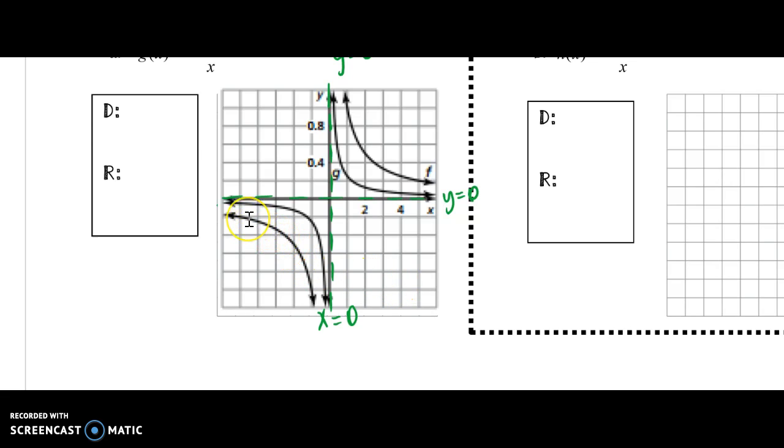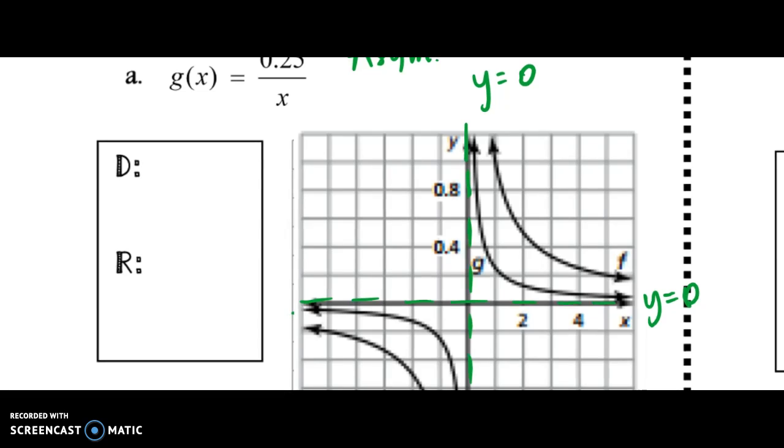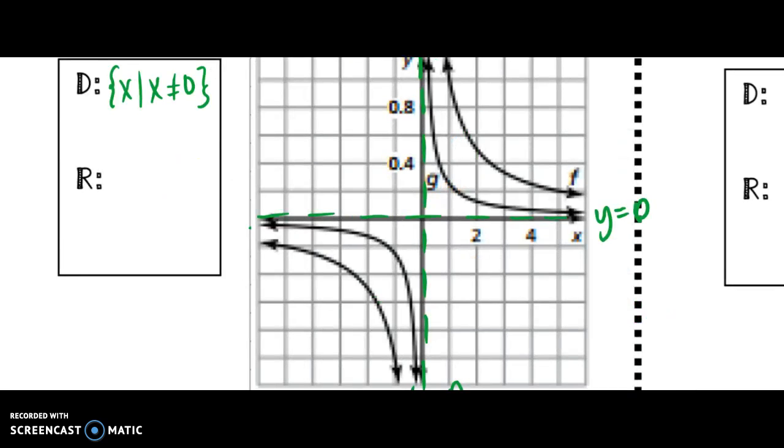So it looks like, remember the domain is the x values. It looks like it keeps going to the left. And if you see here, it also keeps going to the right. So it would be all real numbers. But since it never touches the 0, then the domain is going to be x when x does not equal 0. Now let's do the range.